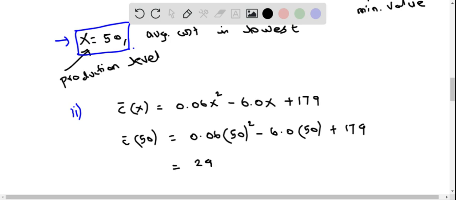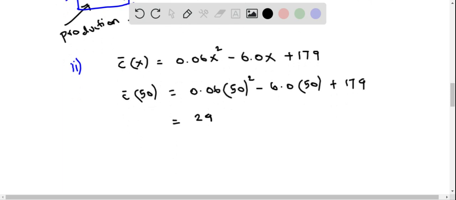So this is the minimum average cost, and this is in dollars. Minimum average cost equals $29.